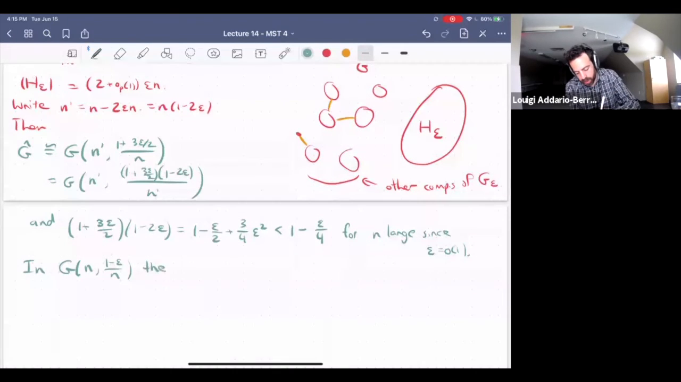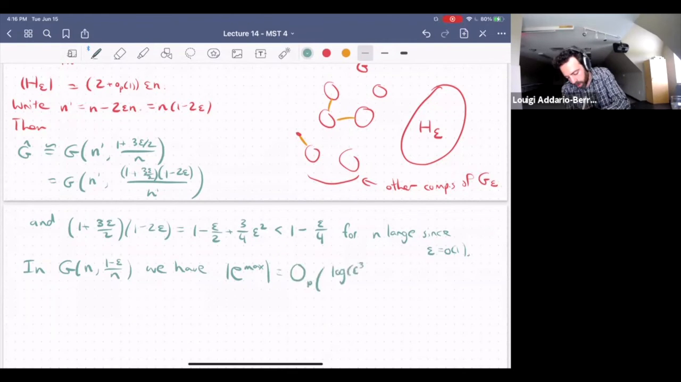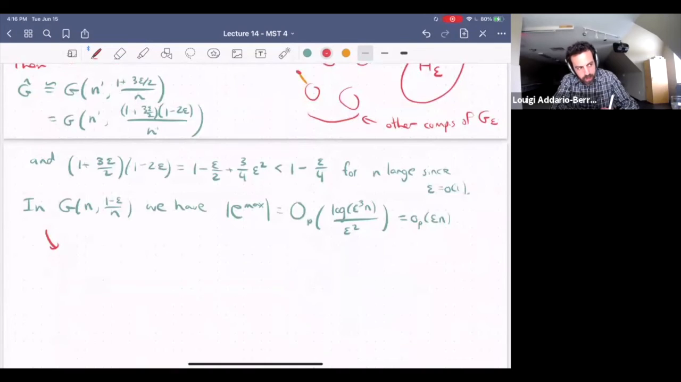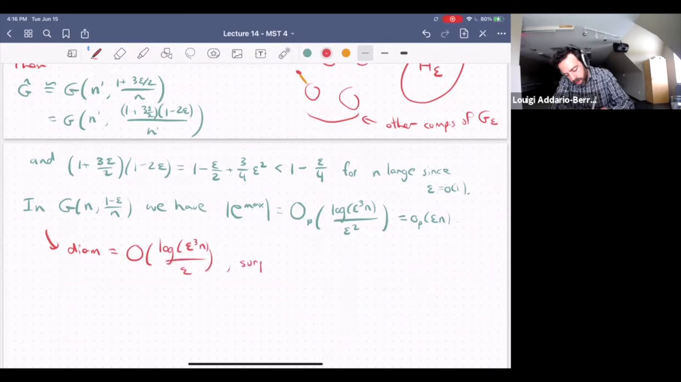Now in a graph G(n, (1 − ε)/n), we know that the size of the largest component C max is order log(ε³n)/ε², which is in particular little o of εn. Okay, we saw that before. But I don't need more information about the size, I need information about the diameter. We just proved that in a graph like this, we have a diameter bound of order log(ε³n)/ε and surplus at most one with high probability.